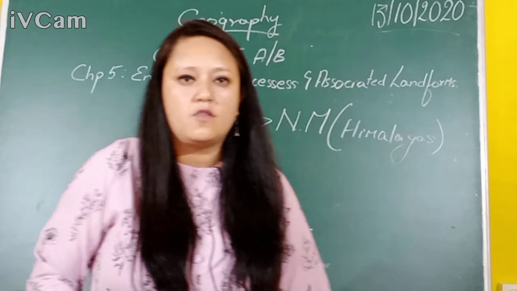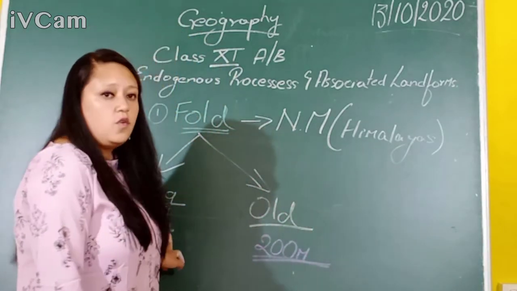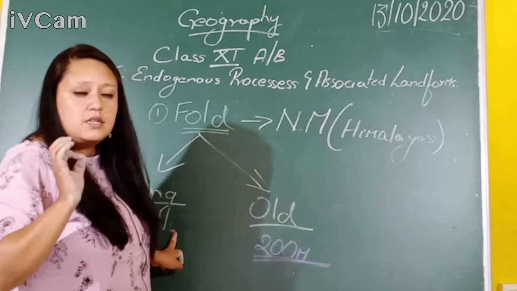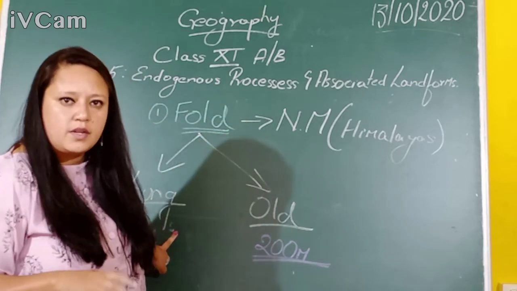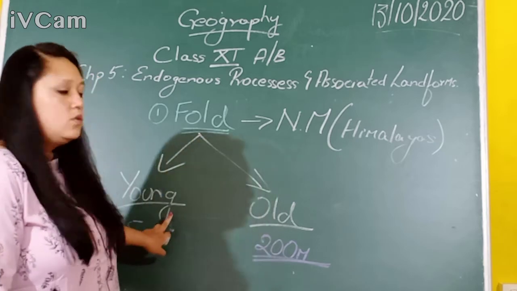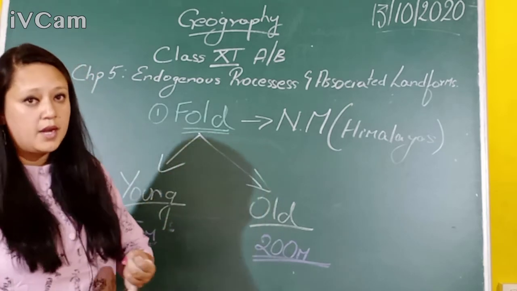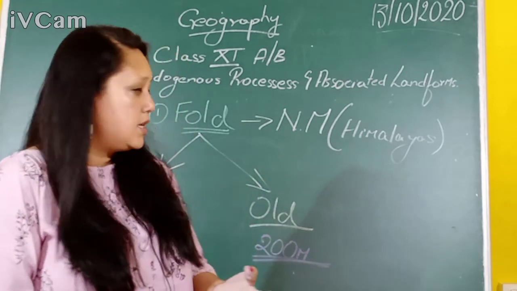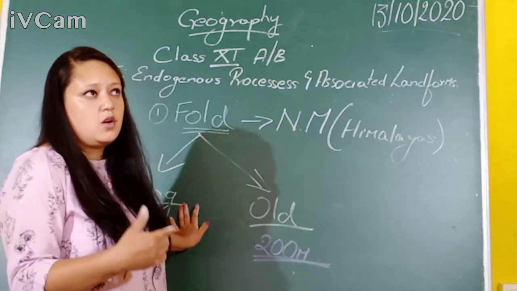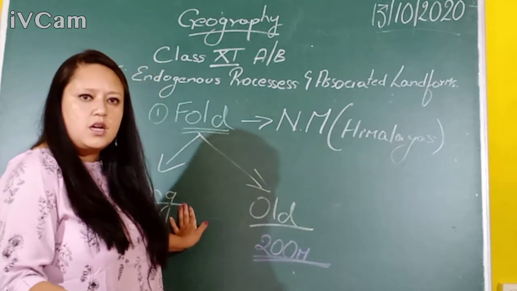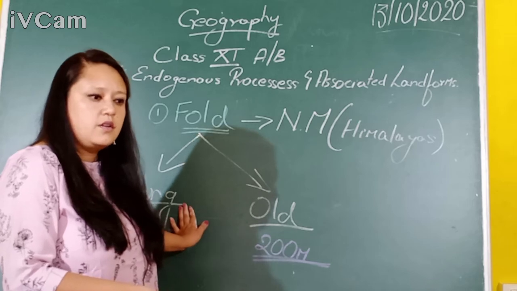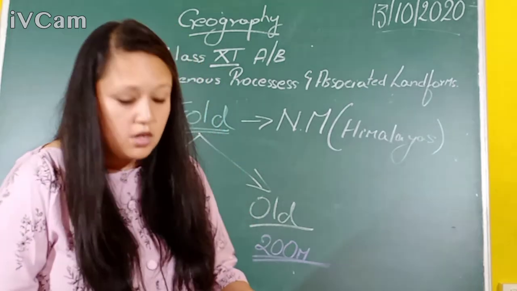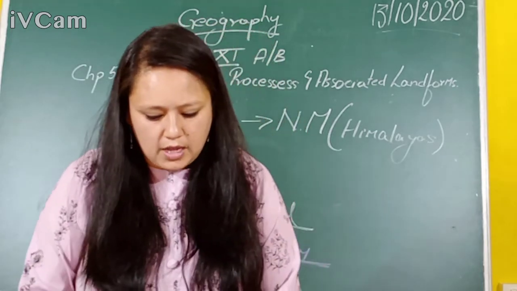Now the main examples of the young fold mountains, this is very important, you have to know. Please remember, whenever you are describing anything, you have to give examples, especially in geography. The examples of young fold mountains are the Himalayas, the Rockies and the Andes. The Himalayas are in Asia, the Rockies in North America and the Andes in South America.